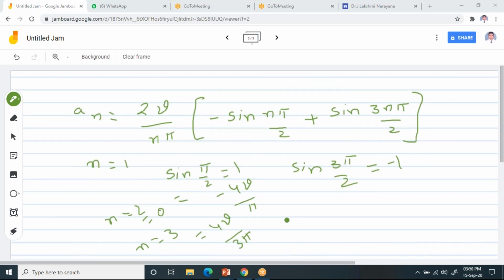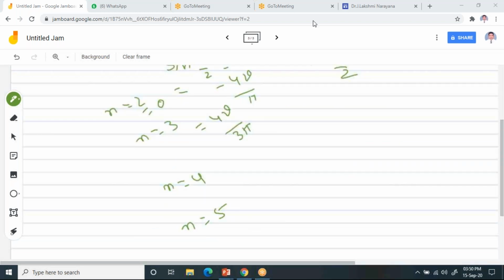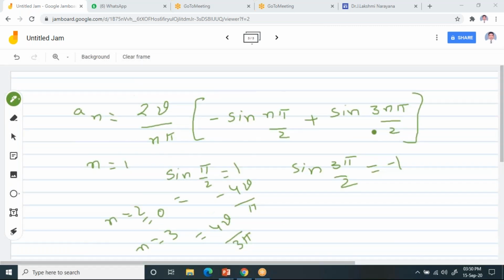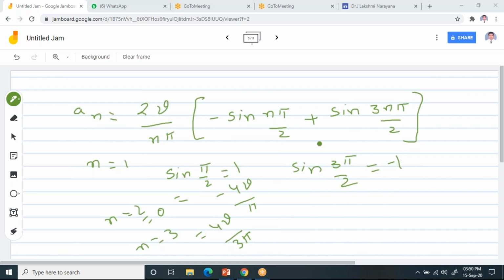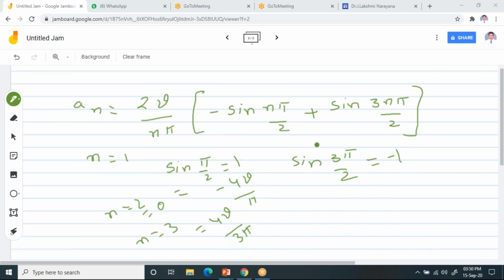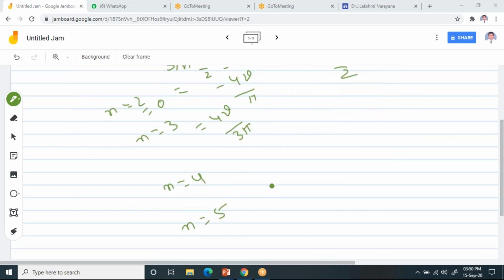Now tell me what is the value when n equal to 5? So when n equal to 4, it becomes sine 2 pi, sine 3 pi, so sine 6 pi. So sine n pi in general is 0. Please try to understand. So I can say when n equal to 4, again it is 0. The answer is 0 when n equal to 4. Now tell me n equal to 5, what is the value?